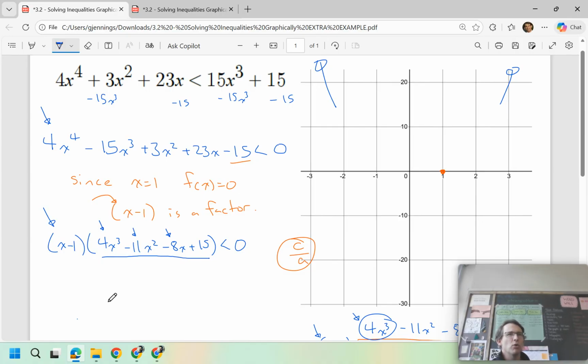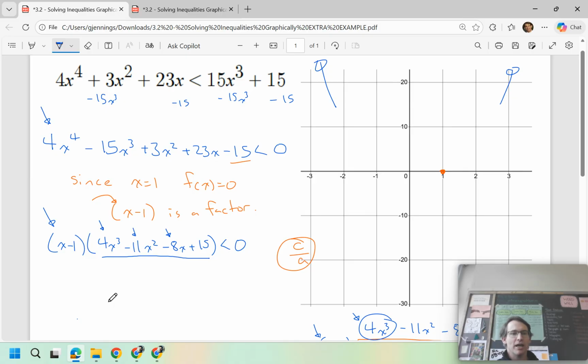We already tried 1. We already divided 1 out. No, what do we get? Do it again. We can take out the same factor twice? Really? Sure you can. Yeah, it's in there twice.